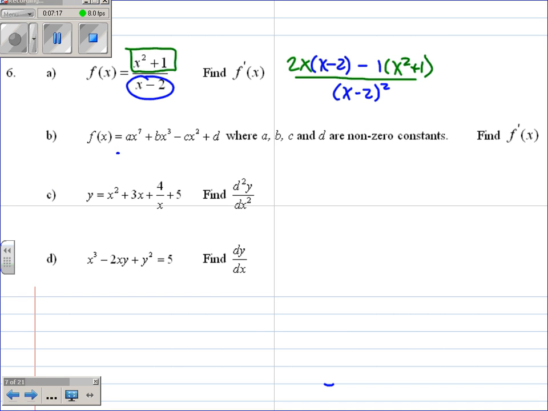Alright, to find f prime of x, this is simply using the power rule. Bring down the 7, lower the exponent by 1, bring down the 3, lower the exponent by 1, bring down the 2, lower the exponent by 1. Derivative of a constant is 0.